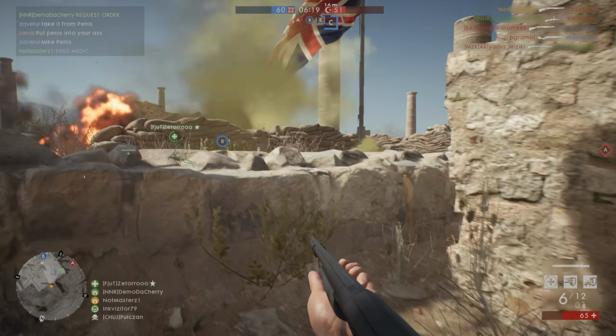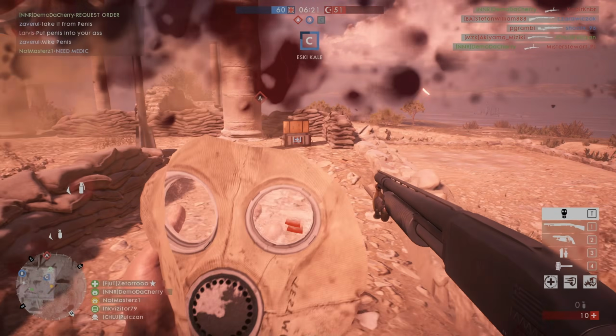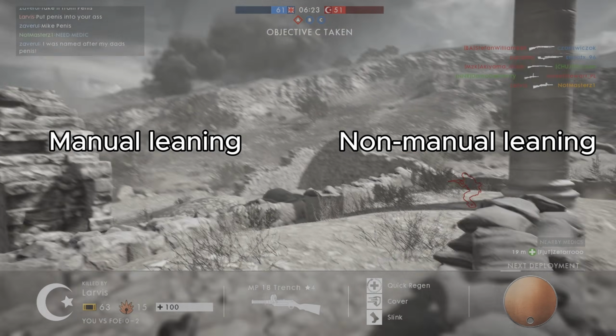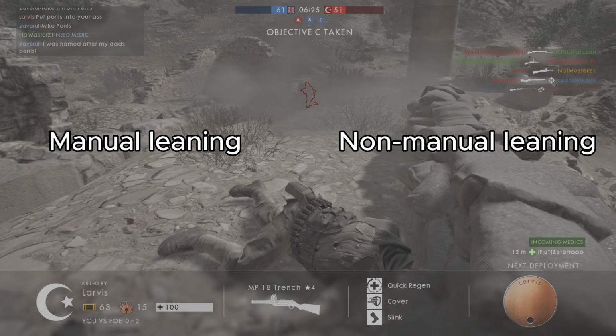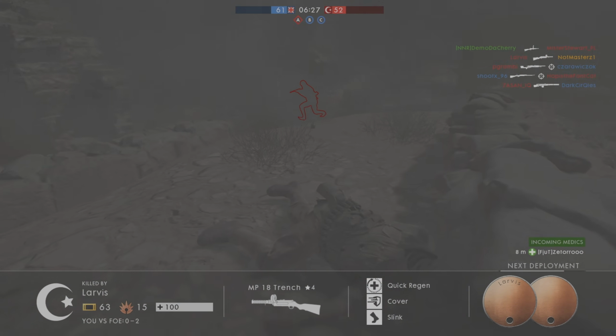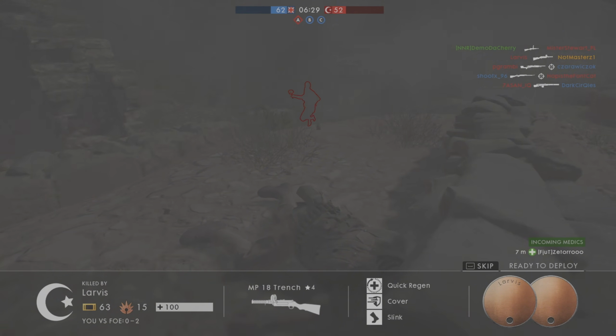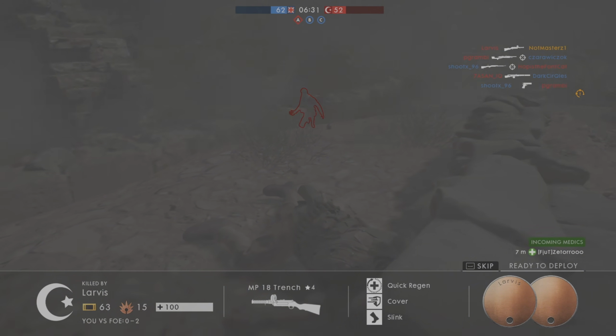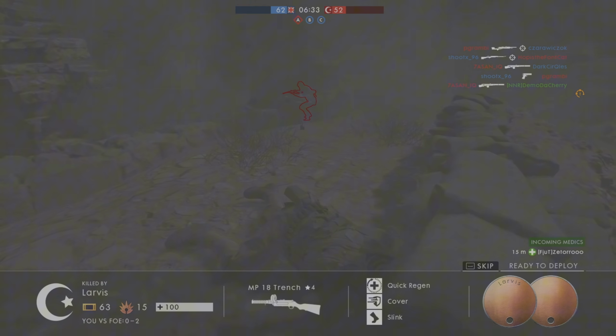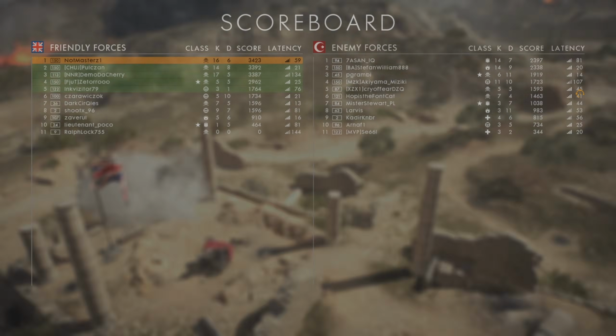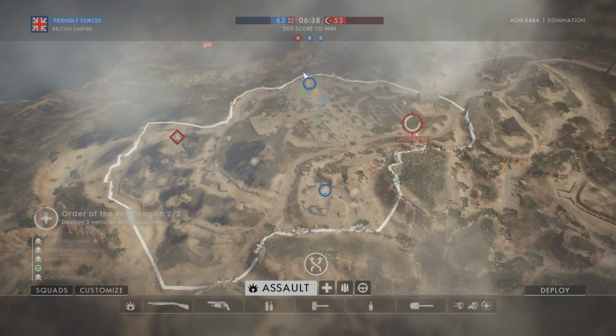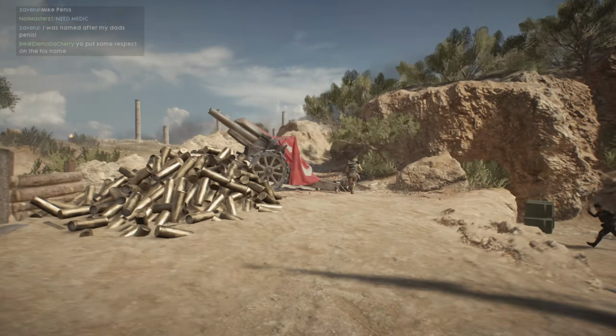Now there's two types of leaning depending on the game you're playing. There's manual leaning and non-manual leaning, also known as contextual leaning. Manual leaning is a type of leaning mechanic where you get to decide how you want to lean by pressing Q to lean left and E to lean right. You see it more commonly on Rainbow Six Siege, where players can lean however they want without limits.